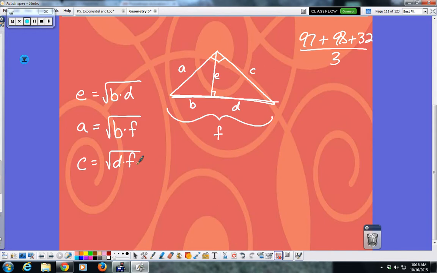There's your three formulas. So using these formulas, if you've got B and D, then automatically you have E. If you have the length of E, the length of B and F, what those little pieces are, you automatically have the length of A. And the same thing with C, if you have the length of D and F, you can find C. Here's your problems.